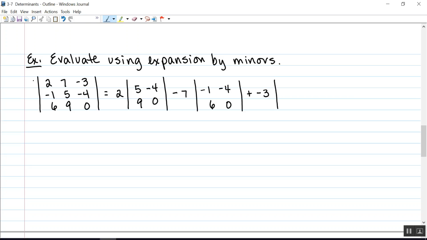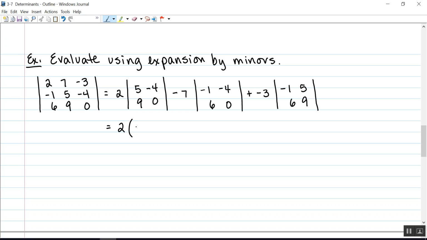And now I need to ignore the row that -3 is in, the column that -3 is in, and write those 4 remaining numbers. So -1, 5, 6, and 9. And that may be the most complicated part of doing this. So this is going to give me 2 times, now I need to evaluate this 2 by 2 determinant by multiplying these two and subtracting it by the product of these two.